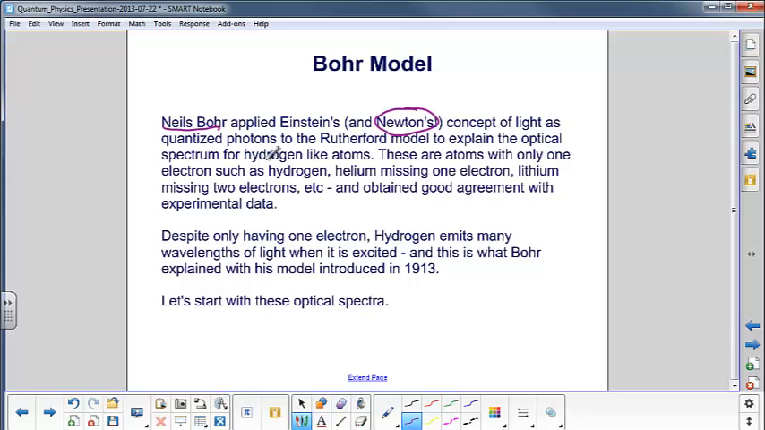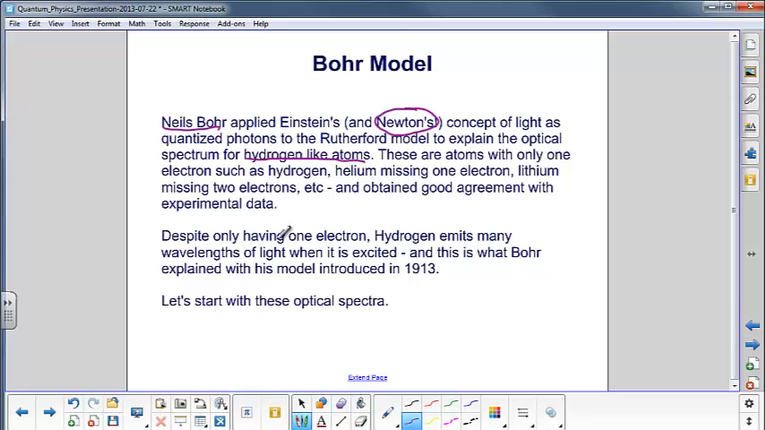Now, what's a hydrogen-like atom? These are atoms with only one electron. So hydrogen, of course, fits the bill. It only has one electron. Helium, if it loses one electron, so it's now a positively charged ion, that would be a hydrogen-like atom. Lithium would have to lose 2 electrons, etc., up the periodic table. And he obtained good agreement with experimental data.